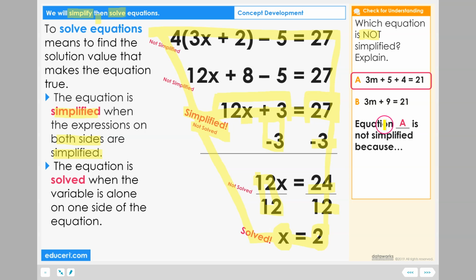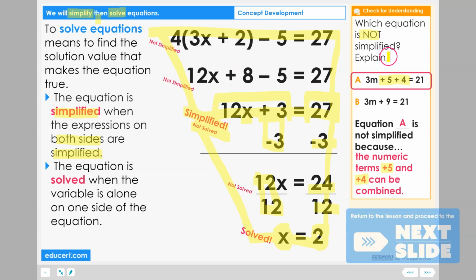Equation A is not simplified because the numeric terms plus 5 and plus 4 can be combined. So we are not fully simplified yet.